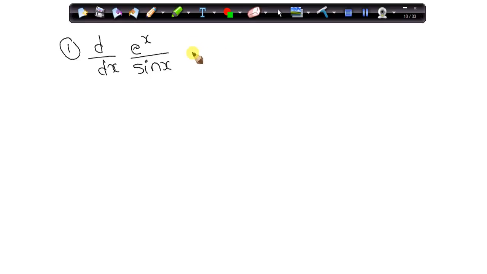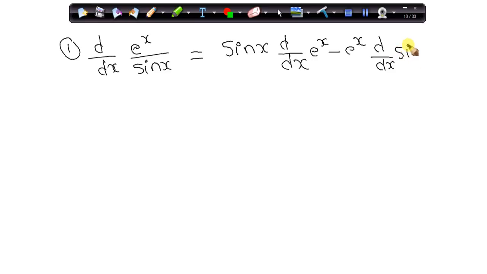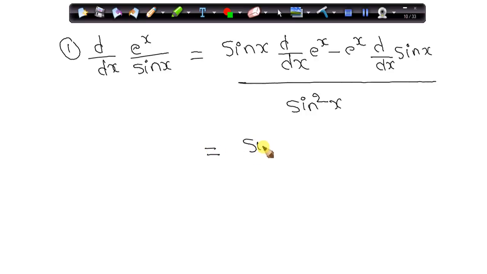You know how to find the derivative of u by v: that is sin x into derivative of e power x, minus e power x into derivative of sin x, upon sin square x. This becomes sin x into e power x, minus e power x into cos x, upon sin square x.